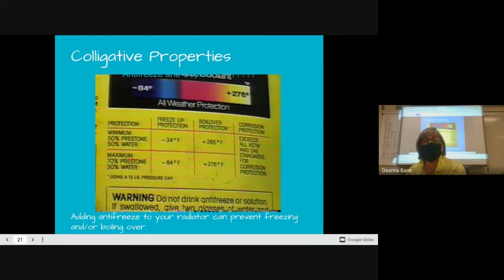Okay. Now, if we add more particles, so here it's saying you can add 70% of the antifreeze to 30% water in your radiator. Notice how it increases the protection because the freezing point goes all the way down to negative 84 degrees Fahrenheit, and the boiling point of the water in your radiator goes all the way up to 276 degrees Fahrenheit.